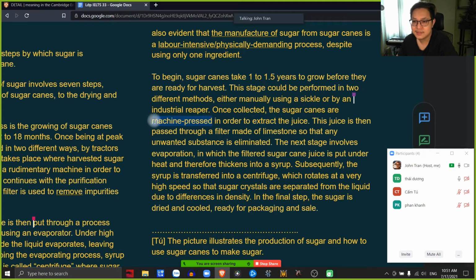And then machine press. It looks like a style. Good. They generally use words that sound a little more formal. Okay. But then this juice is, you repeat the word juice. Very near to each other.